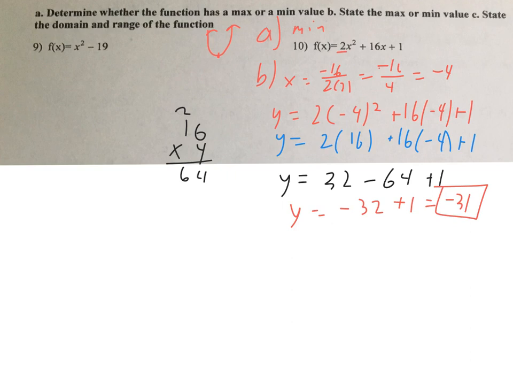All right, lastly, we need the domain and range. So I'll do that for part C. The domain on all quadratics is all real numbers. And then the range here, if you visualize this graph way back here, you can see that the lowest point is negative 31. And then all the y values are greater than that. So since it's a min value, all of my parabola is greater than or equal to negative 31.